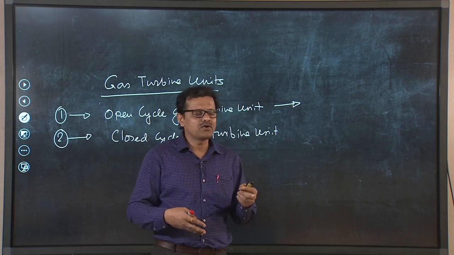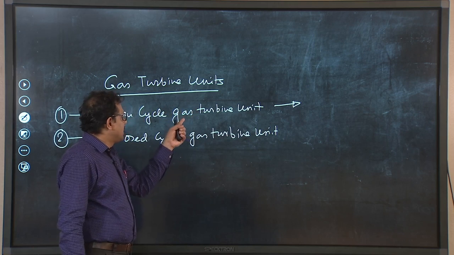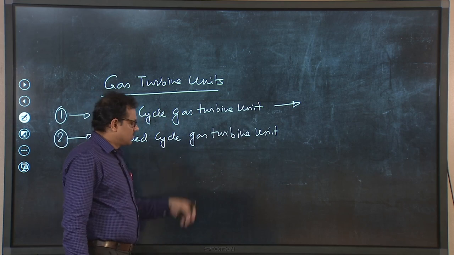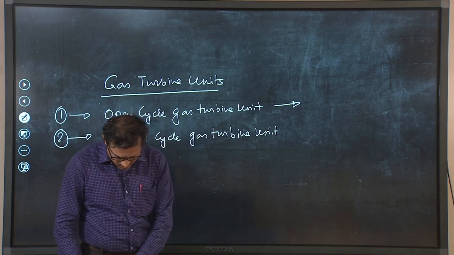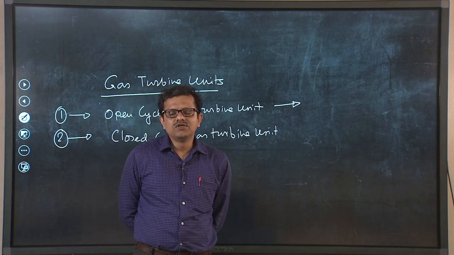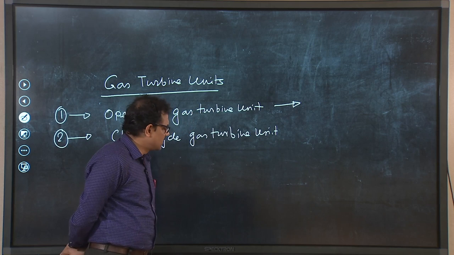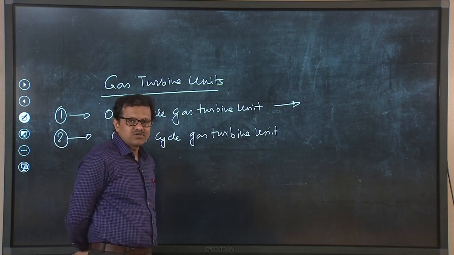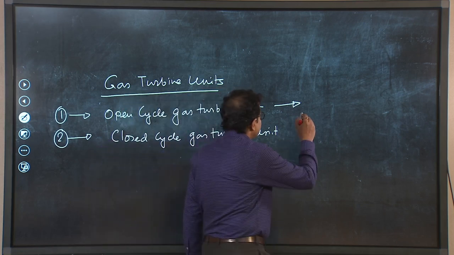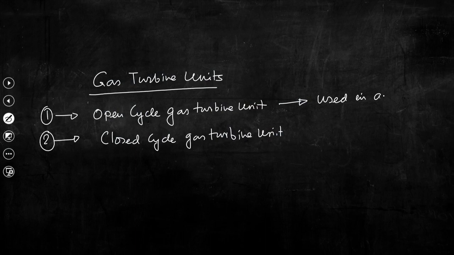So, what are the applications of these gas turbine units? Applications are aircraft field, propulsions, and also captive power plant. Typically, for a gas cooled nuclear reactor, a small gas turbine unit is used. Open cycle gas turbine units are used mostly in aircraft field and propulsions. So, I am writing here: used in aircraft field or propulsion, and closed cycle gas turbine unit is typically used in captive power plant.